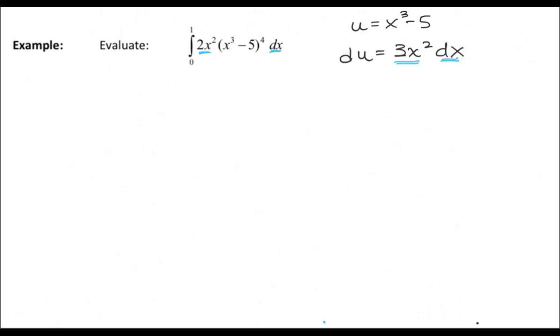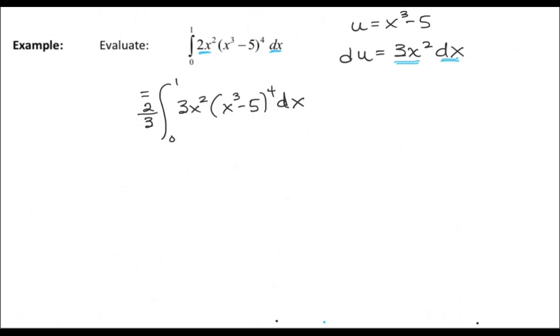So I'm going to rewrite this integral as the integral from 0 to 1 of 3x squared times x cubed minus 5 to the 4th power dx. Now remember, I need a constant out in front of that integral that divides that 3 back out and multiplies back in the 2, so that this is still equivalent to the original problem. So out in front of my integral, I need to divide out that 3 that I put in there and multiply back in the 2 that I took out. So here's what I want to integrate.